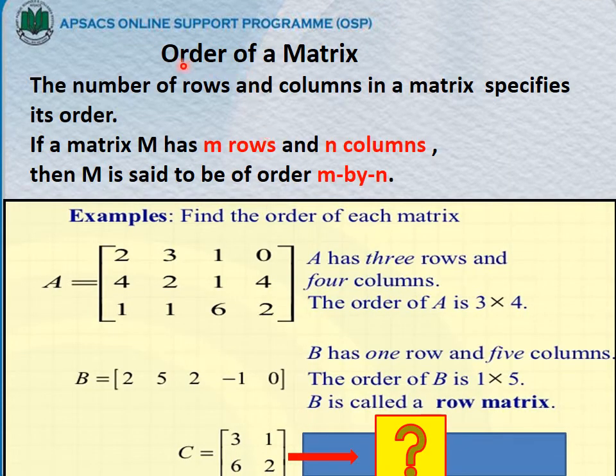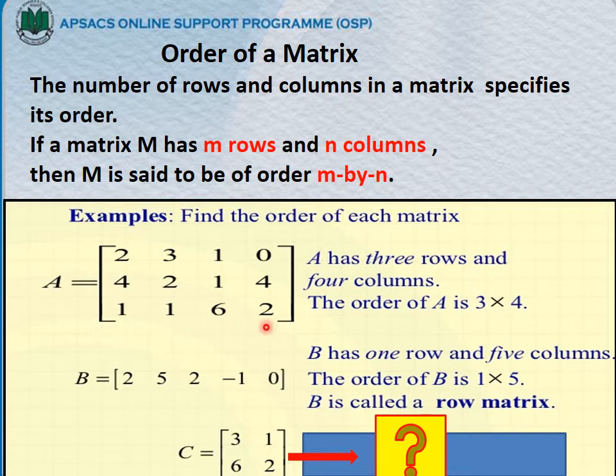Order of a matrix. What is an order of a matrix? As I have told you about rows and columns, the number of rows and columns in a matrix specifies its order. For example, if we have a matrix whose number of rows is m and number of columns is n, then what would be the order? Order would be m by n, where m shows the number of rows and n shows the number of columns. I will explain it to you with examples.